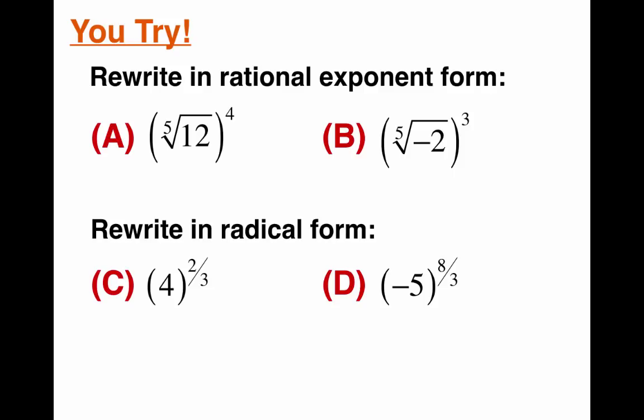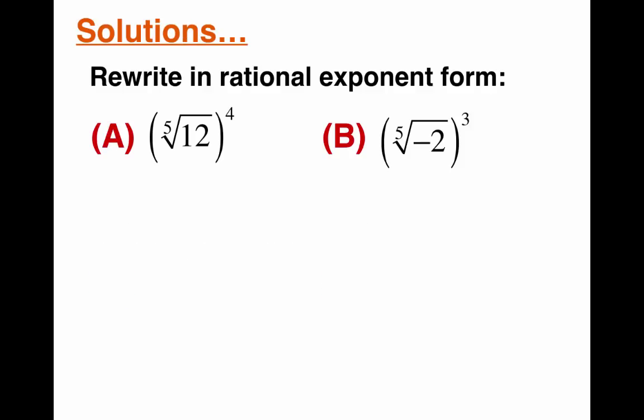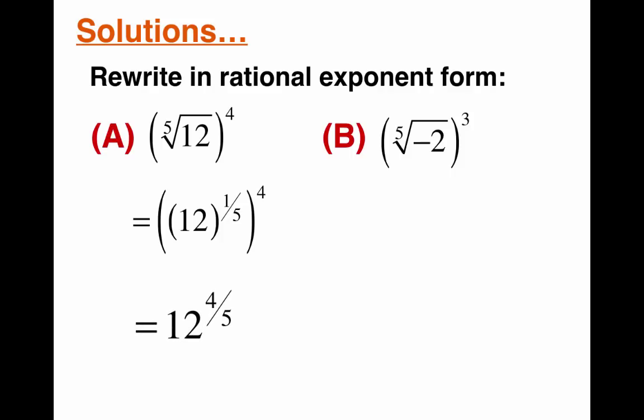All right, you ready to check your answers? So the first two are rewriting in rational exponent form, so we're doing fractional powers. For A, we've got the 5th root of 12. Well, that's 12 to the 1/5 power. But it's all to the 4th. So we have to multiply that and make it 12 to the 4/5 power. And that's it. That's our rewritten answer.